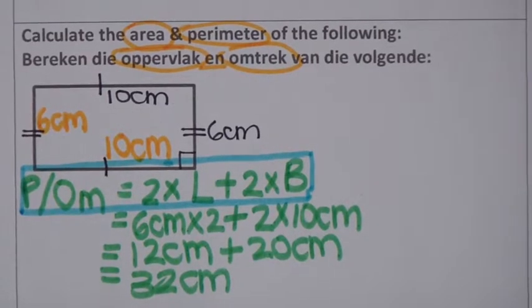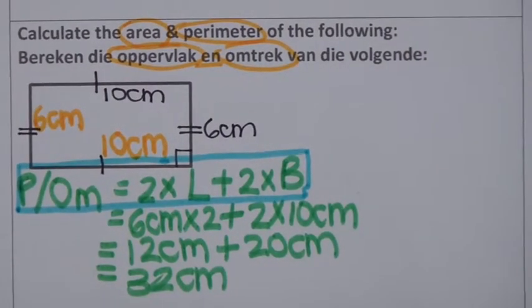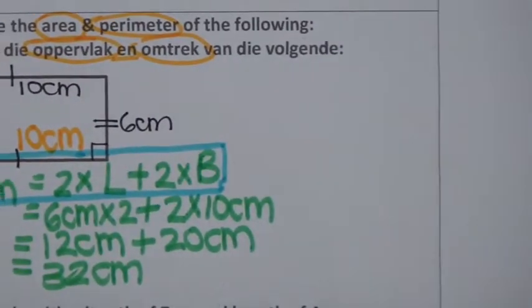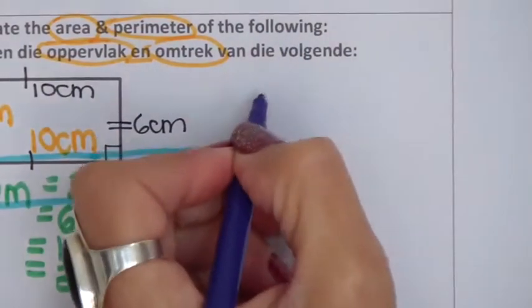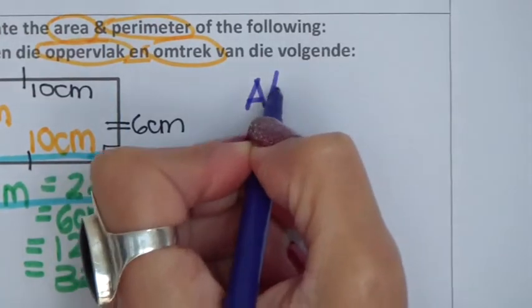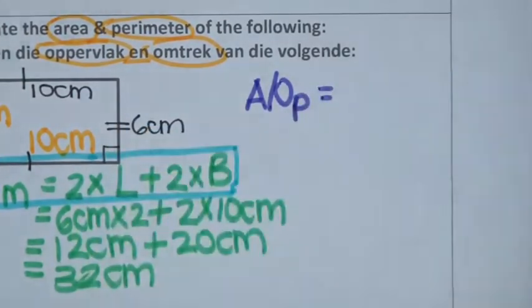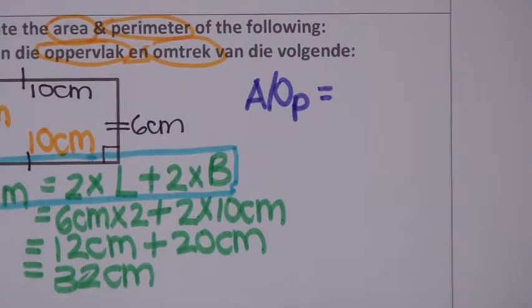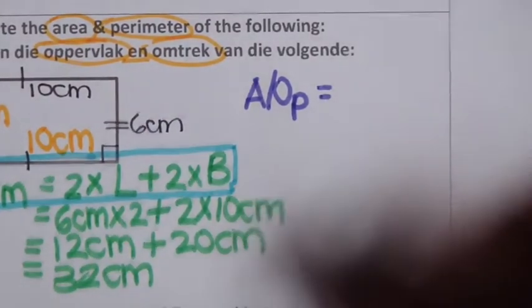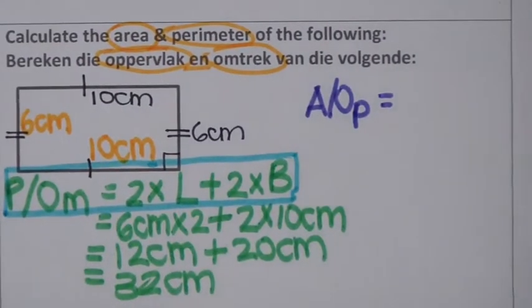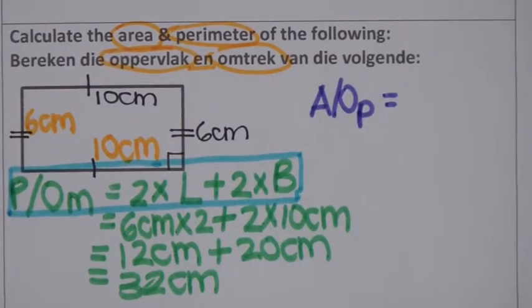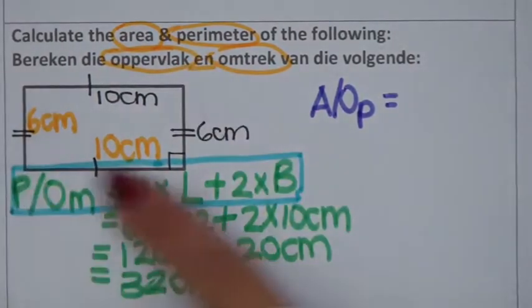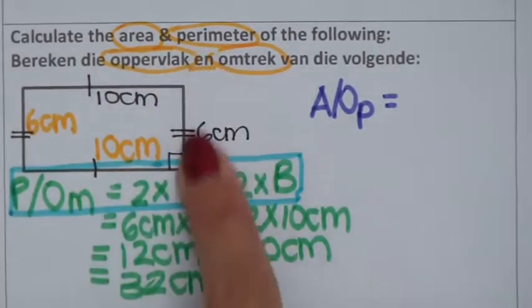Nou, kom ons kyk gou wat gebeur met die oppervlak. What happens with the area? So we said area of, op, vir oppervlak. Guys, now this is important. Remember I said before, area is always the one times the other. Onthou julle, ek het vir julle gesê, oppervlak is altyd die een maal die ander. So dit is die een maal die ander.